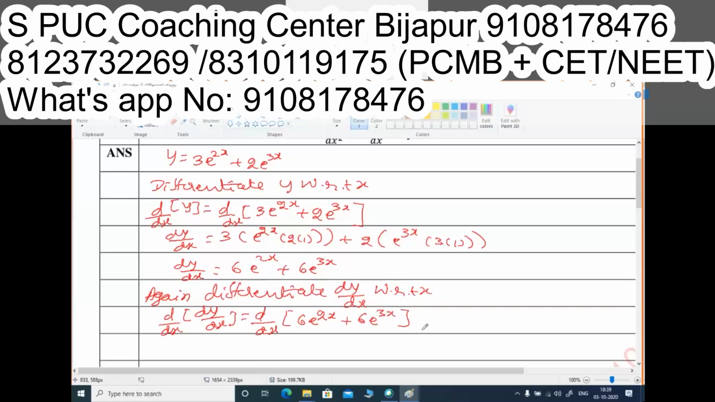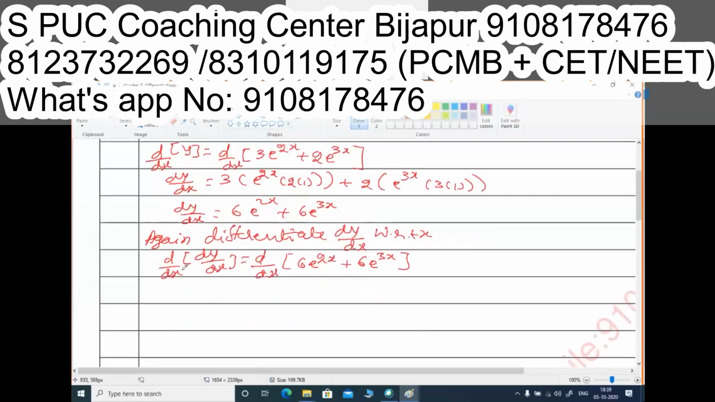On this side it is d square y by dx square, which is equals to 6 e raised to 2x, 2 into 2, plus e raised to 3x, 3x into 3.